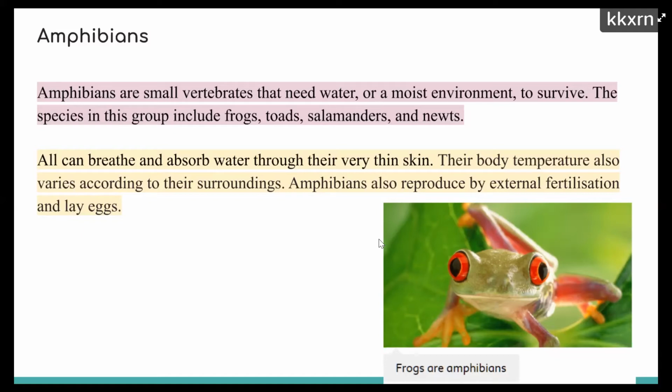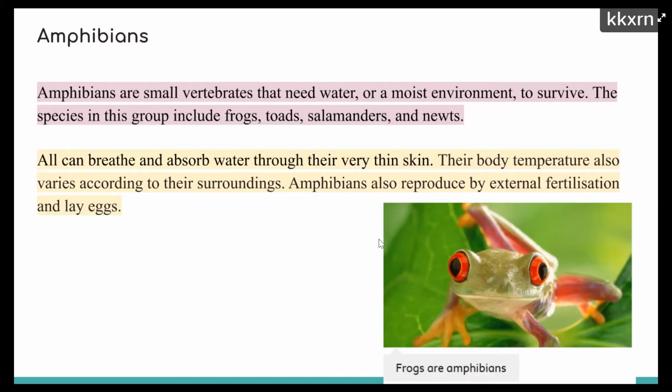Do you remember tadpoles? They are the young frogs. They go through a cycle of growing. First of all, they just have a tail, and then they grow legs, like this.